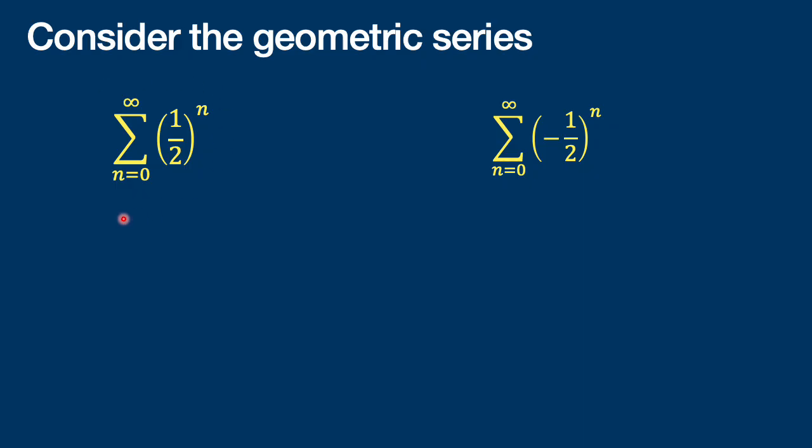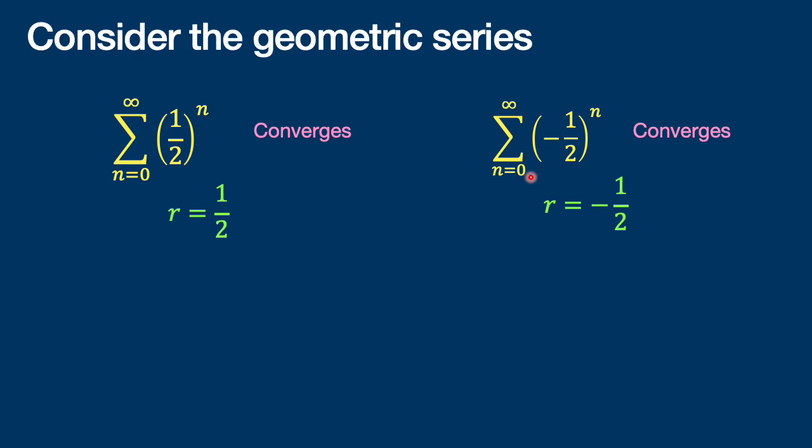Left one, guys, left one. What is the ratio? The ratio is 1/2, which is between negative 1 and positive 1. This converges. How about the right one? What is the ratio? r is negative 1/2. This also converges because the ratio is between negative 1 and positive 1.